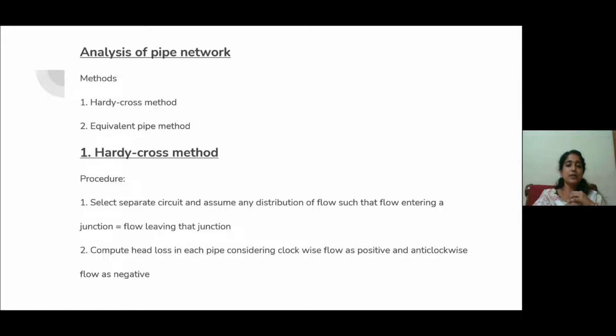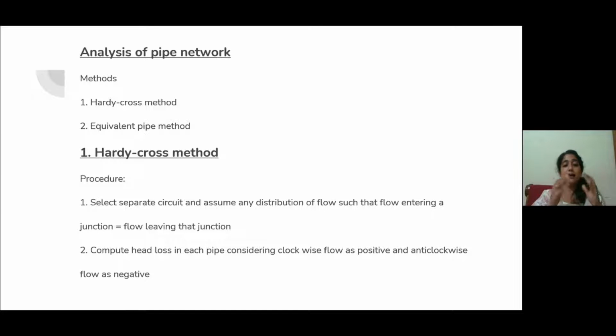This is the procedure of the Hardy-Cross method for the analysis of a pipe network. First step: select separate circuits and assume any distribution of flow such that the flow entering a junction is equal to the flow leaving that junction. For a pipe network, there will obviously be a network and junctions. The first law, or first procedure, is that the flow entering a junction should be equal to the flow leaving that junction. This is the first rule.